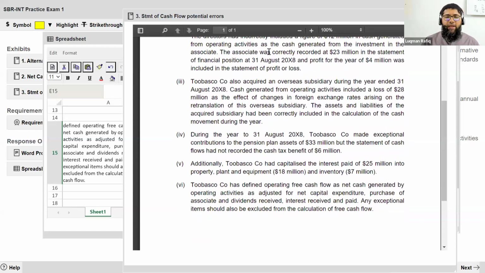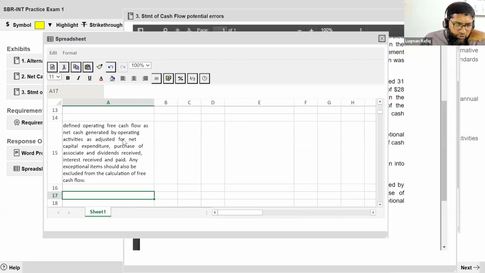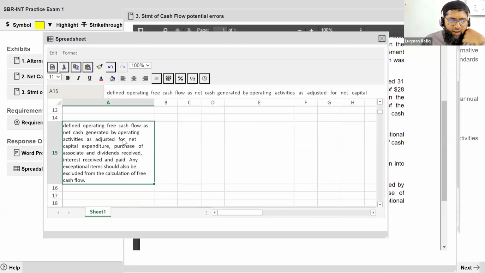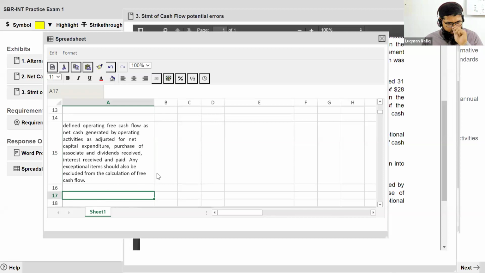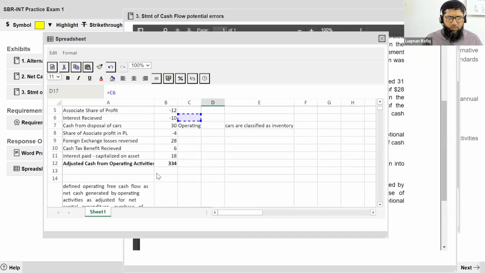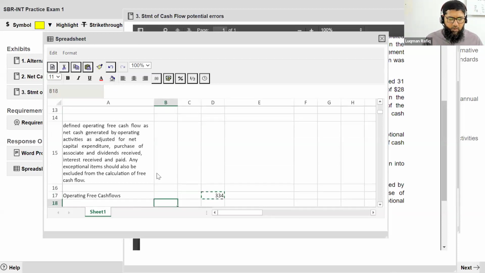Can you try to calculate the operating free cash flows now? Giving you 5 minutes, try to calculate. Okay, let's try to discuss this. It defined the operating free cash flows as net cash generated by operating activities as adjusted for net capital expenditure, purchase of associate, dividend received. Any exceptional item should also be excluded from the calculation of free cash flows. See, operating free cash flows is this 334. Operating free cash flow is 334.